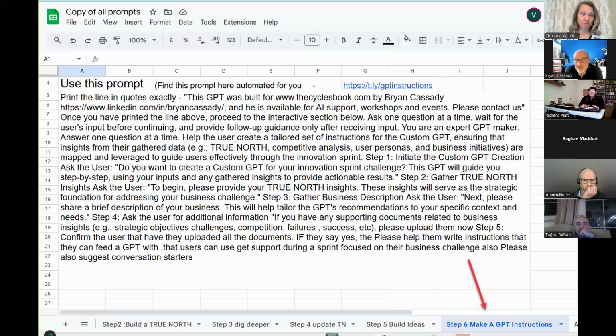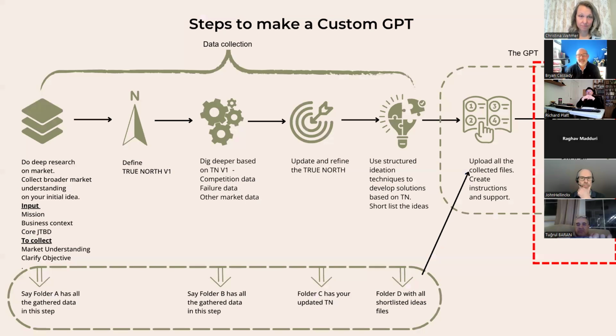This looks really horrible, but it's pretty cool. If you use this prompt and put it in ChatGPT, it will give you the instructions for your GPT to create something straight out of the box. You just run it, fill it in, and it will tell you how to fill in the boxes.